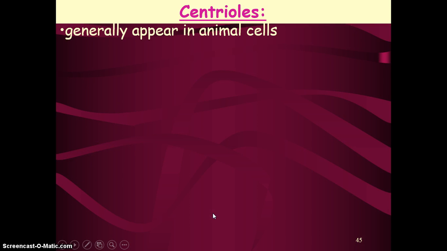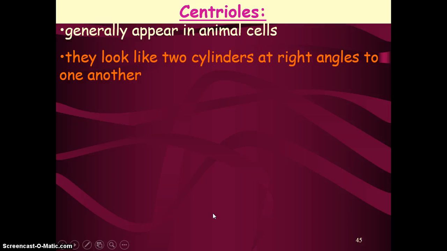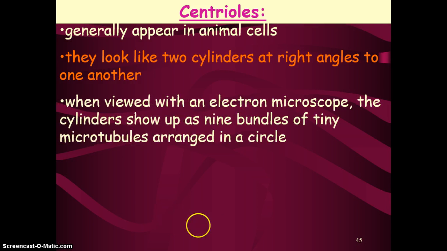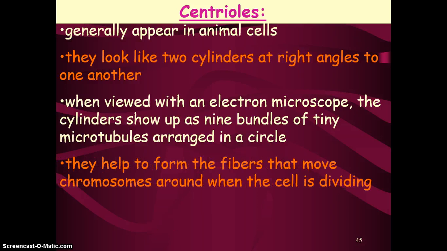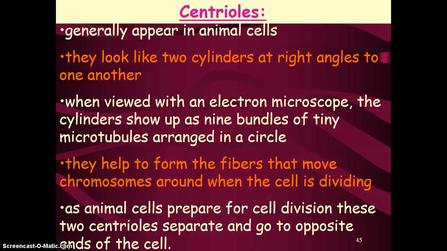Centrioles are rather important to animal cells. We don't find them in plant cells, and they look like two cylinders at right angles to each other. We looked at them last year and said they look kind of like churros. When viewed with an electron microscope, they show up as 9 bundles of microtubules arranged in a circle. They help us form fibers that move the chromosomes around when the cell goes through cell division. As animals prepare for cell division, these two centrioles separate and go to opposite ends of the cell. Then kinetochore fibers attach to the chromosomes at the centromere and take them back to the poles during anaphase.